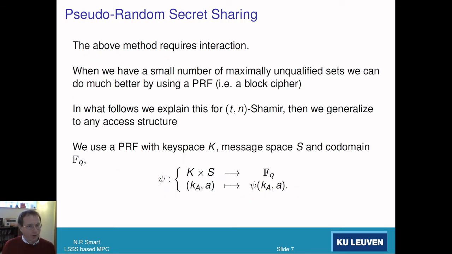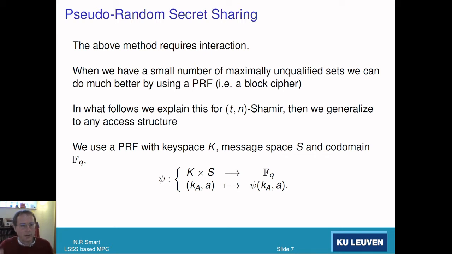But it requires interaction. Now, if we have a smaller number of maximally unqualified sets, which usually happens because we're usually talking about a small number of parties, like n equals 3, t equals 1, or n equals 4 with some weird access structure, then we can actually do this without interaction, and that's really cool, because interaction is what costs us time.